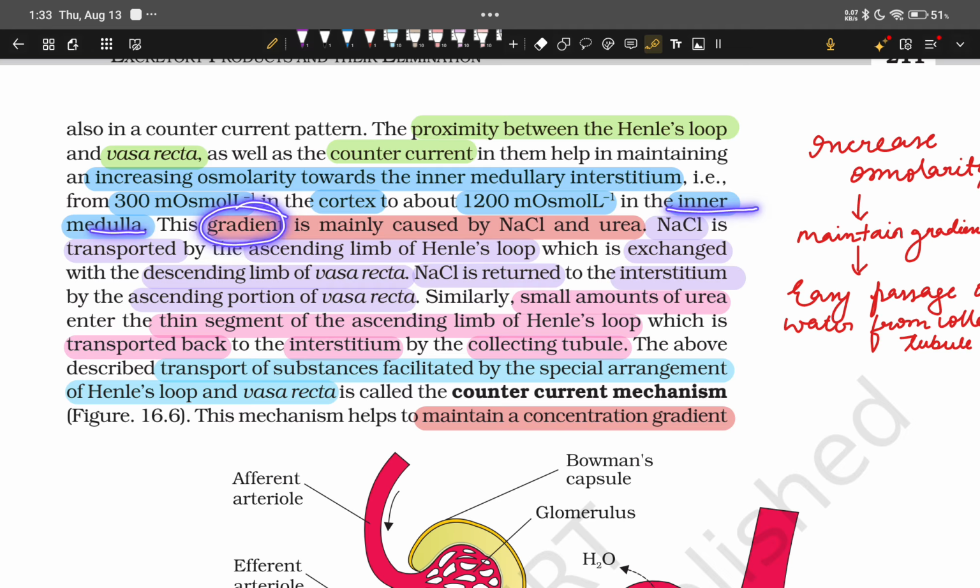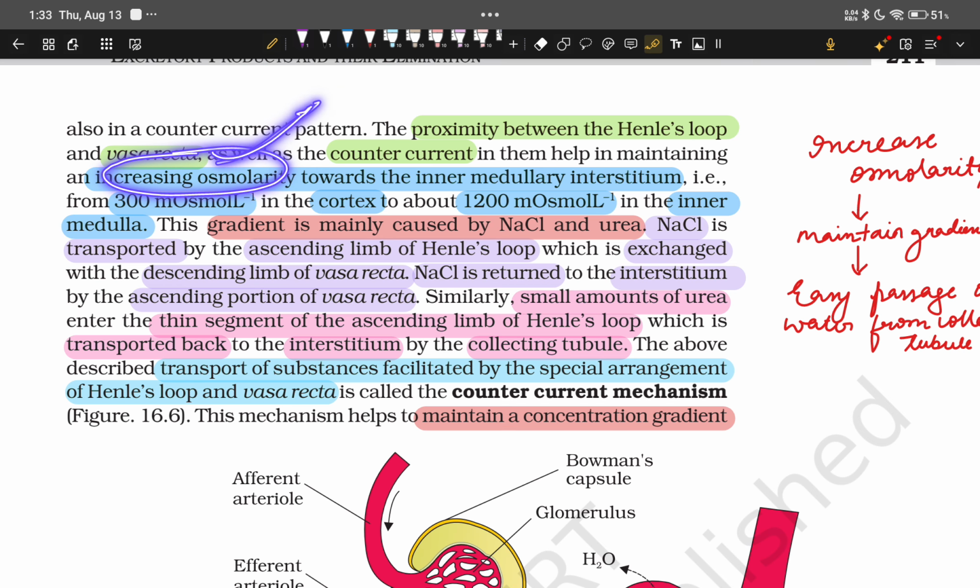And this gradient, which means this concentration increasing, is maintained and caused by NaCl and urea concentration. Basically NaCl and urea are the electrolytes and salts which are going to increase the concentration. So what happens and how is concentration increased? The whole agenda of concentrating the urine is increasing the osmolarity.